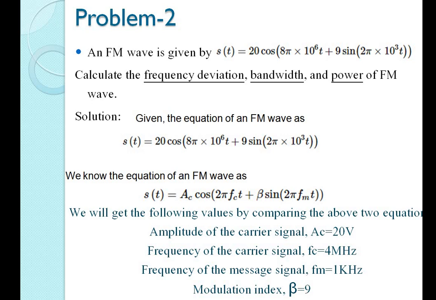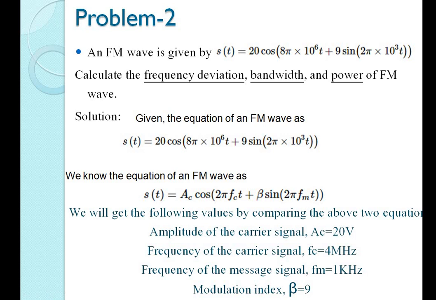Now the given equation, the solution: S of t is equal to 20 into cos of 8 pi into 10 to the power of 6 t plus 9 sine of 2 pi into 10 to the power of 3 t. Now go back to your FM equation. What is your FM equation formula? S of t is equal to AC cos of 2 pi FC t plus beta into sine of 2 pi FM t. This is the formula for your frequency modulated wave, isn't it?